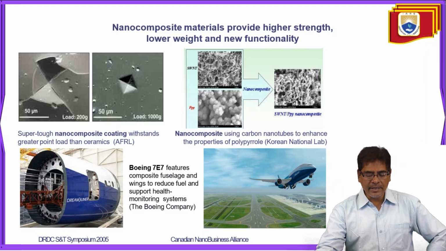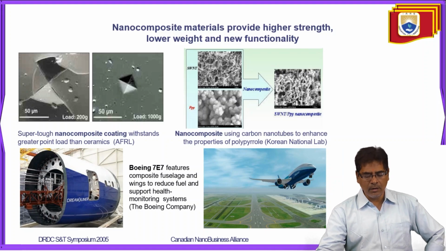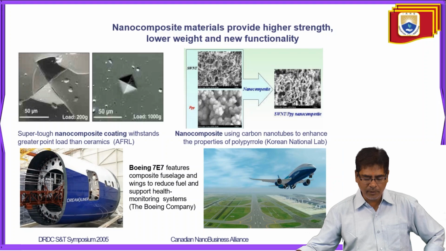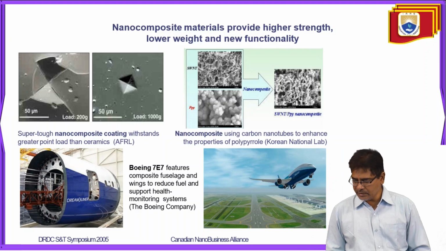Nanocomposite materials provide higher strength, lower weight, and new functionality. For example, nanocomposite using carbon nanotubes to enhance the properties of polypropylene, from the Korean National Laboratory, and super tough nanocomposite coating that withstands a greater point load than ceramics, from AFRL.